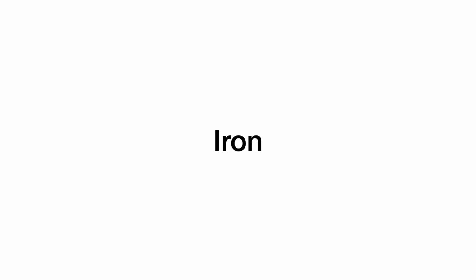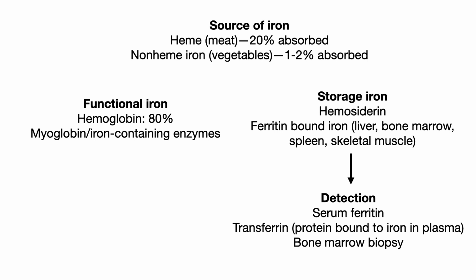So since one of the main reasons for decreased production of red blood cells is iron deficiency, we're just going to talk about iron a little bit. Robbins goes through this from there. So basically, a source of iron is meat, as long as people consume meats, and some people don't include that in their diet. Heme iron is about 20% absorbed, and non-heme iron in vegetables, only about 1 or 2% is absorbed. For your functional iron, meaning what the body's using, about 80% is in hemoglobin. The rest is in myoglobin and some other iron-containing enzymes.